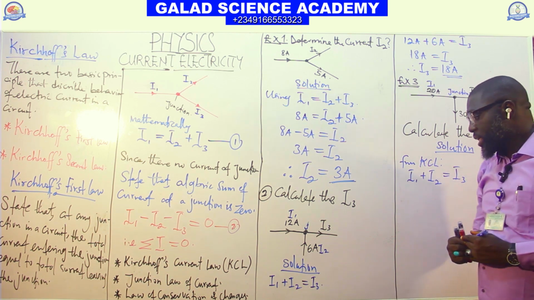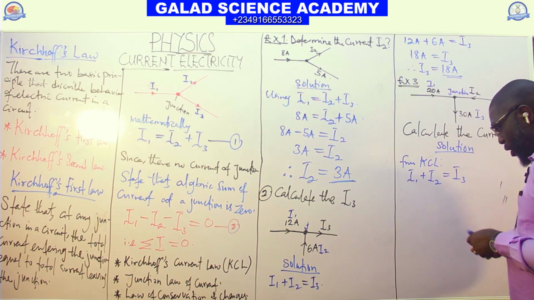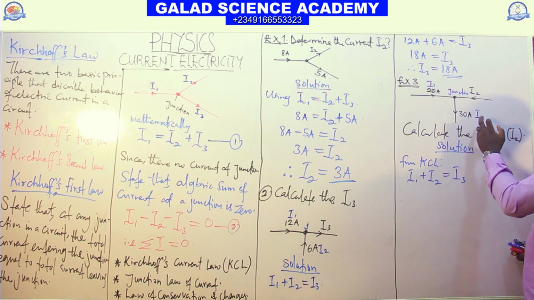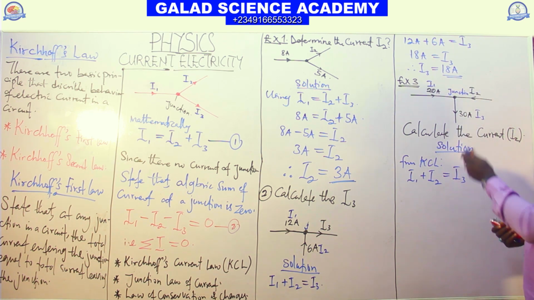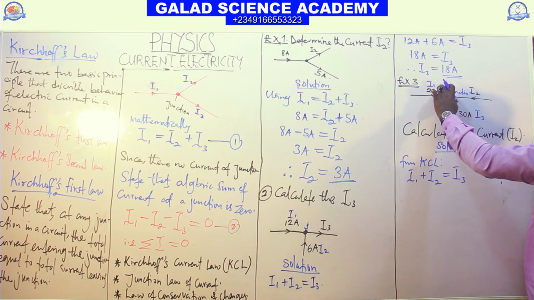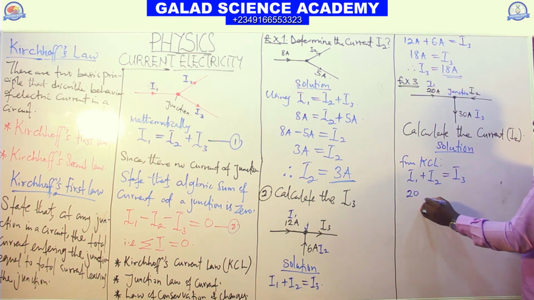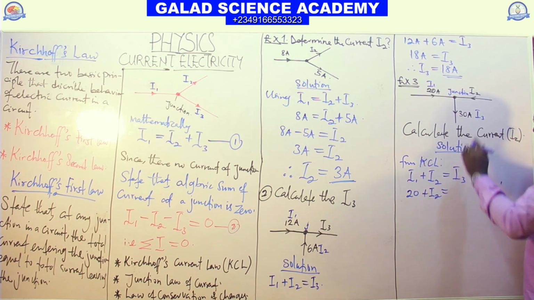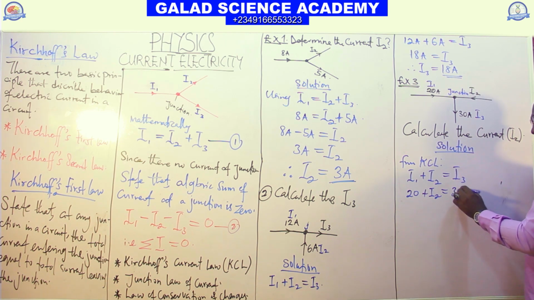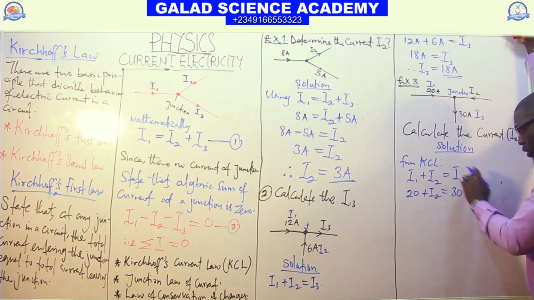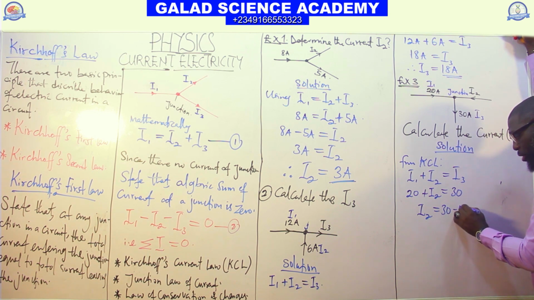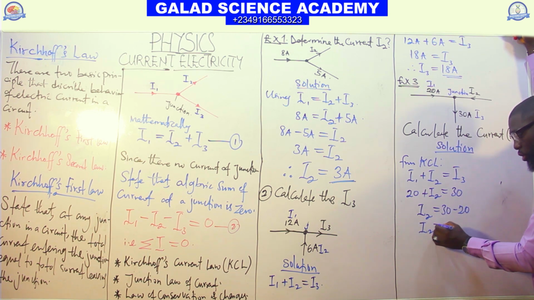If you like, I can call this place I3. So I1 is here, which is 20. I2 is unknown. I3 we have as 30. We are looking for I2. Making it the subject of the formula, we have I2 equal to 30 minus 20.